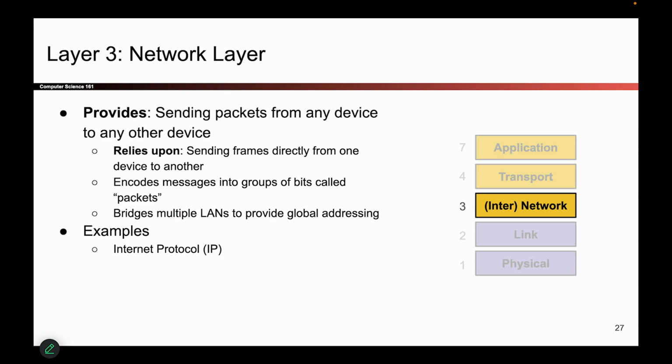global connectivity. So layer 2 allowed us to send messages to anyone nearby, for example, in the same network or in the same apartment complex. But layer 3 is going to allow us to send messages to anybody in the entire world that's connected to the internet. That's what layer 3 provides. And we'll talk about protocols here at layer 3 as well.